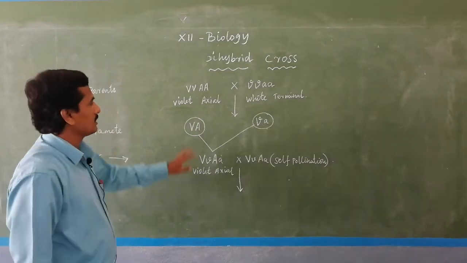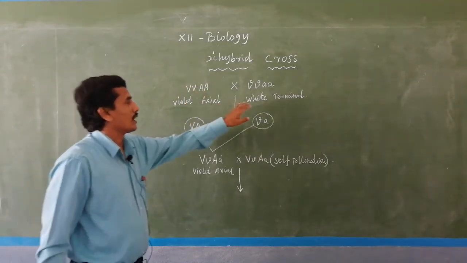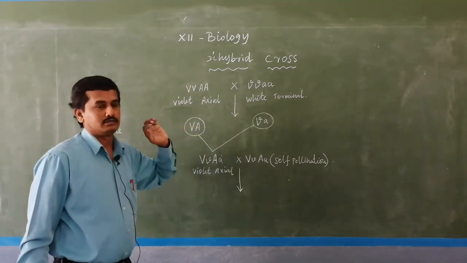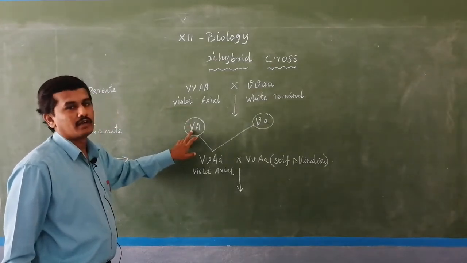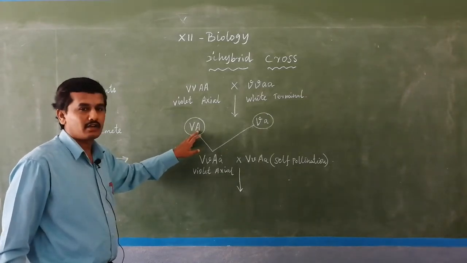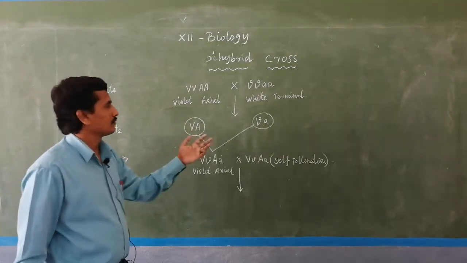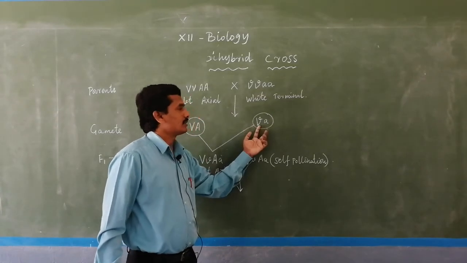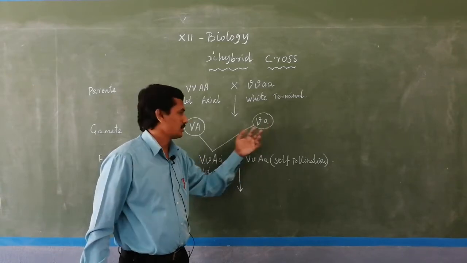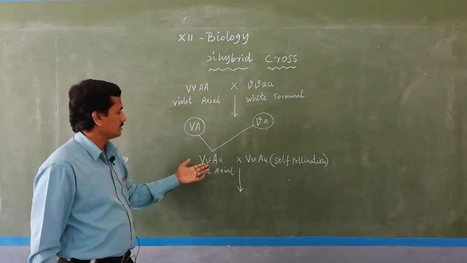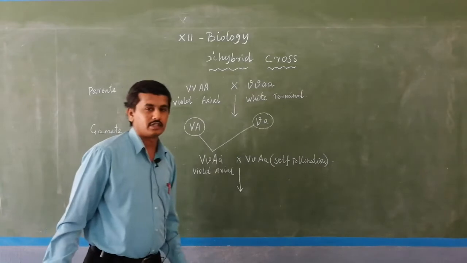So, Mendel took violet colored flower with the axial position crossed with white colored flower with the terminal position. In gametes, violet character is controlled by one factor and axial character is controlled by one factor. So, both factors are expressed in gametes. Here one factor represents white color and small a represents the terminal. Then next one, violet axial, the plant is violet axial.